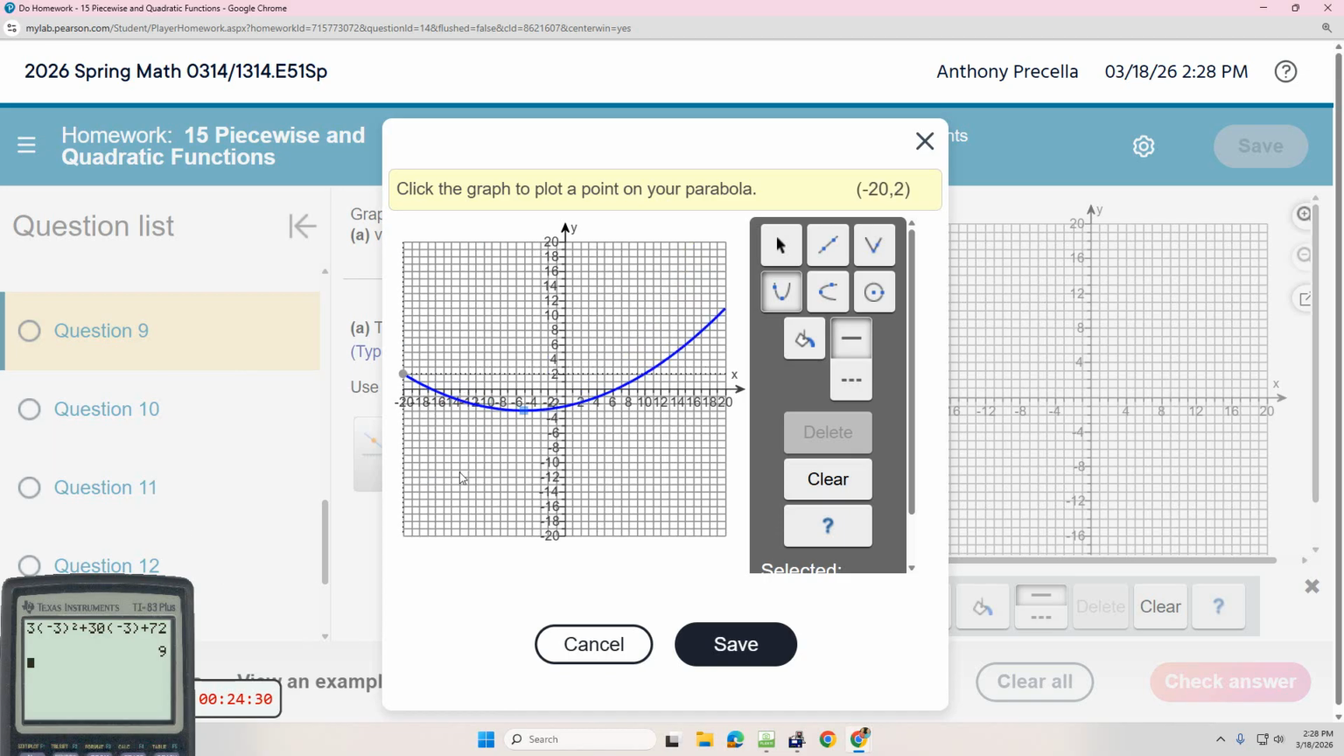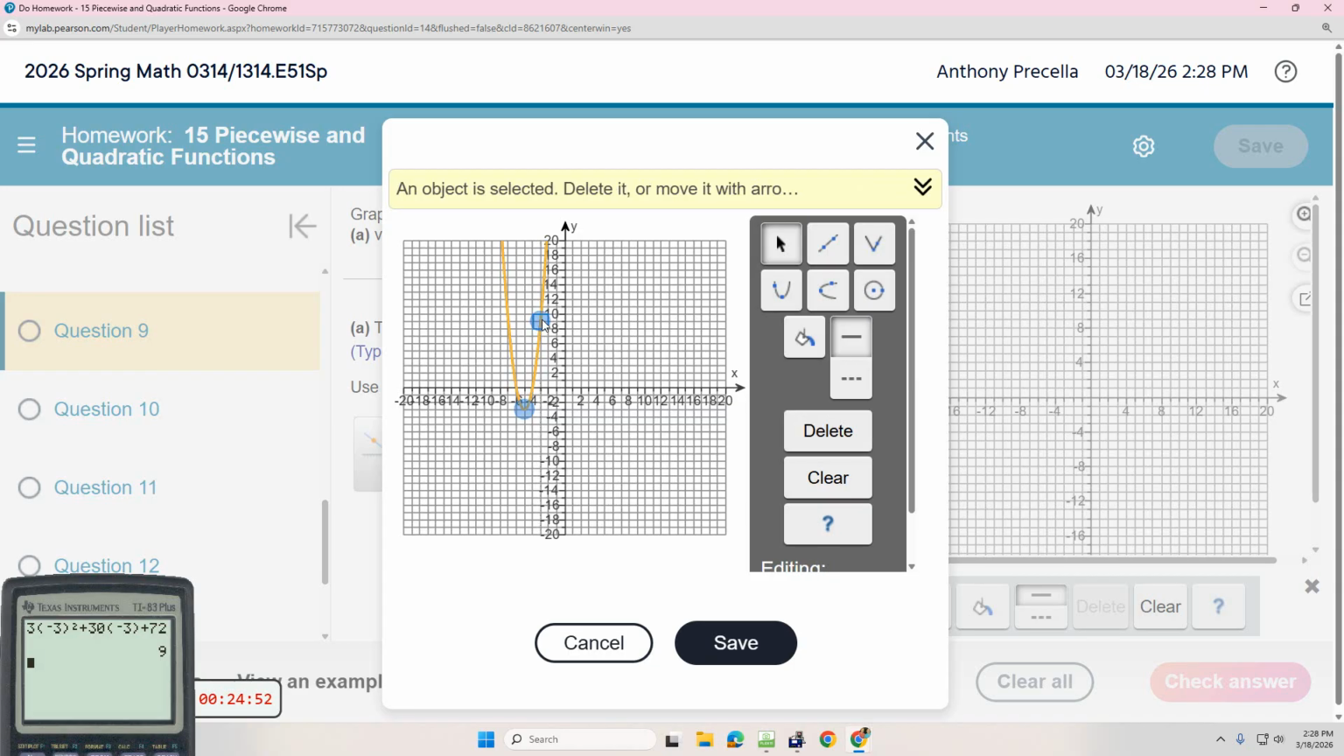Now it wants us to plot the secondary point, the one that we found, -3, 9. You could have plugged in -4, you would have gotten a point on the graph. You could have plugged in -6 and gotten a point, but we plugged in -3. If we had plugged in 0, we'd have to go up 72 units. It wouldn't have fit on the graph, way up here.